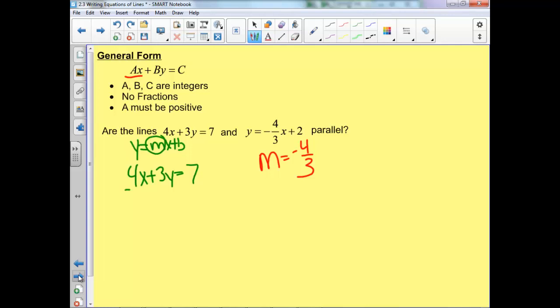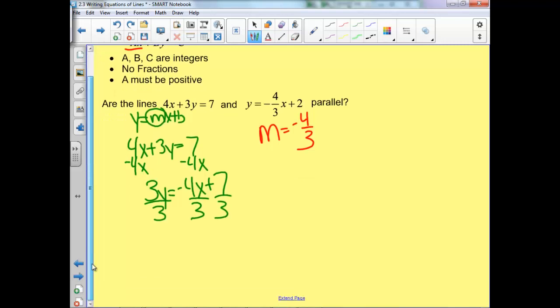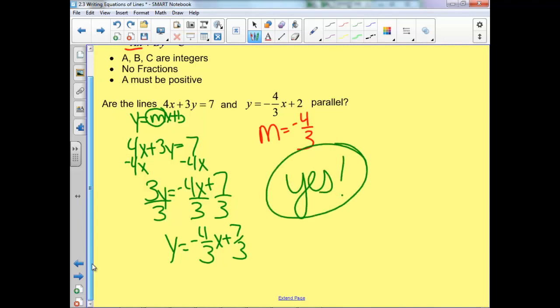So we'll start by subtracting over our 4x. And then we've got to divide everything by 3. And those are the same. So yes, they are parallel.